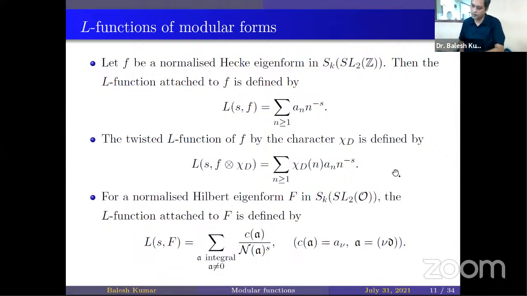And also we have an L-function attached to this Hilbert eigenform for the full Hilbert modular group SL2(O). And this is also defined as a sum over non-zero integral ideals A, where C(A) denotes the Fourier coefficient corresponding to this integral ideal, divided by the norm of A to the power s. Okay, so again we have L-functions corresponding to two different modular forms.